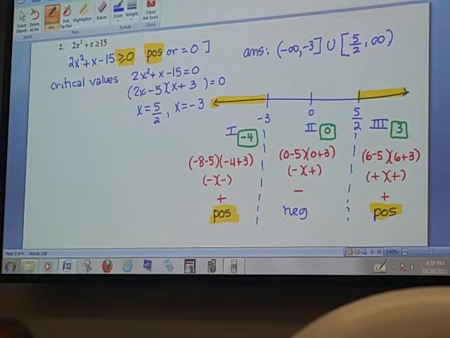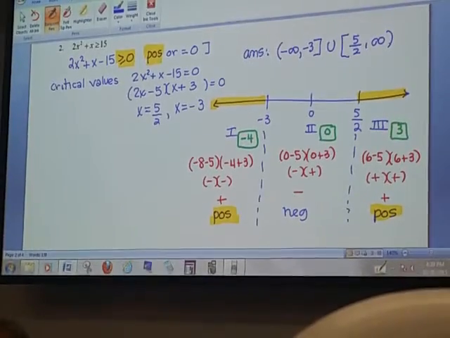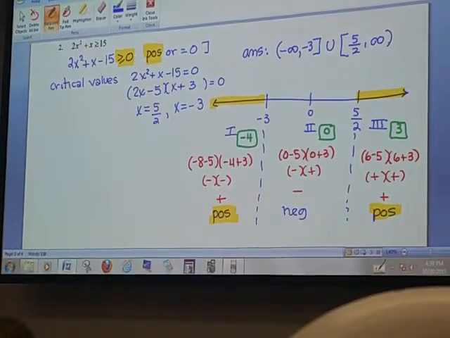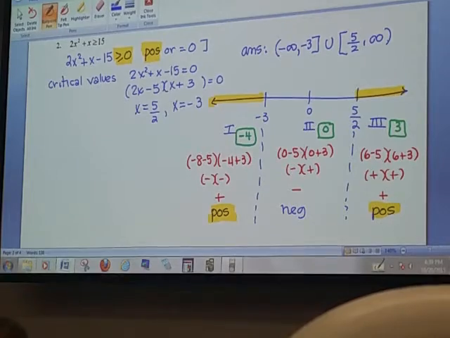Yes, it's always gonna be positive, negative, positive? No. It could even be positive, positive, negative, or negative, positive, positive. That's why you do the analysis.